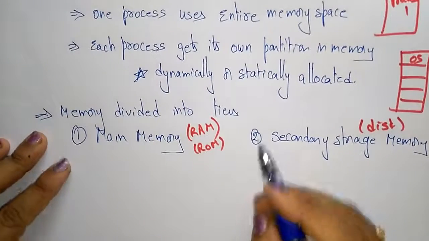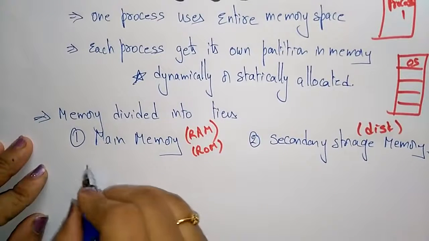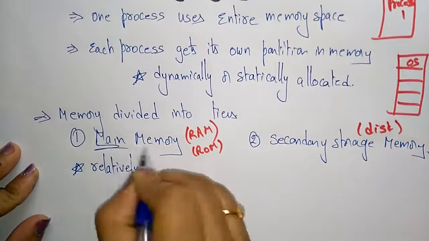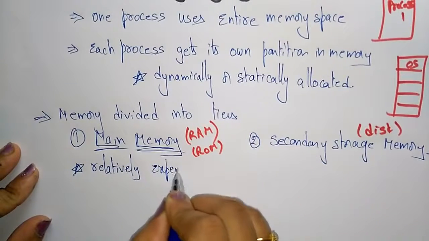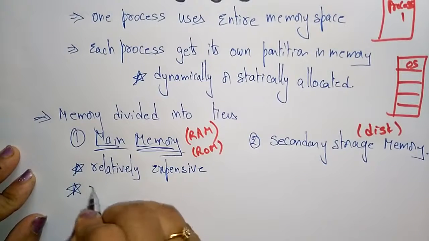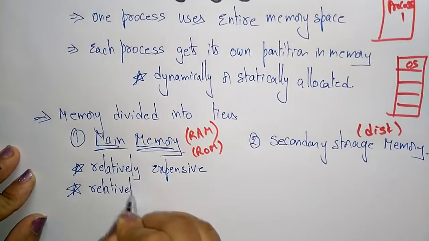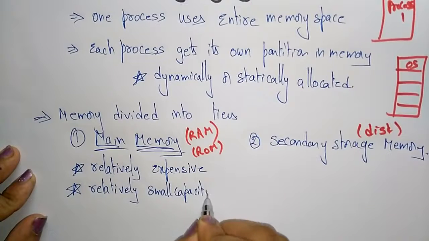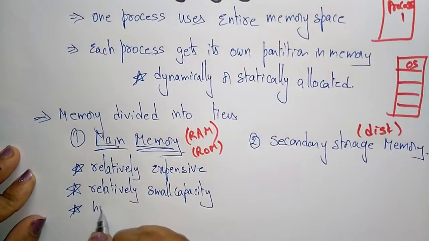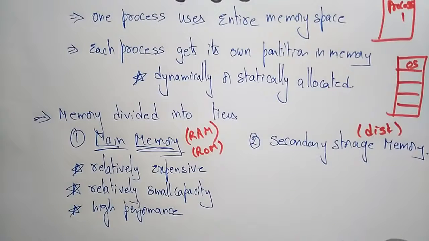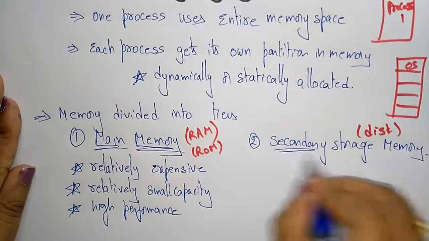So the main memory, when compared to the secondary memory, is relatively expensive and relatively having small capacity. It can store only a little amount of data. So this is small capacity when compared to secondary memory. And high performance. The performance is high because it is a very fast storage device when compared to the secondary memory. Main memory is having the fastest storage.